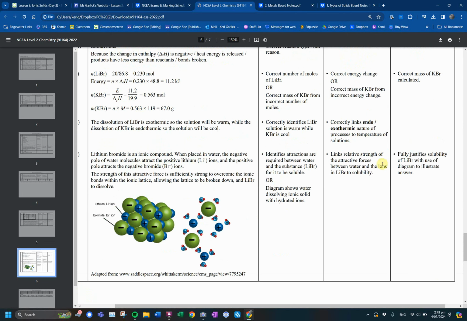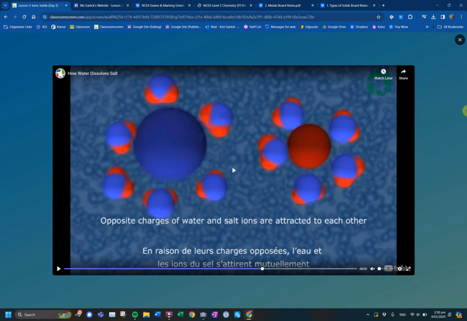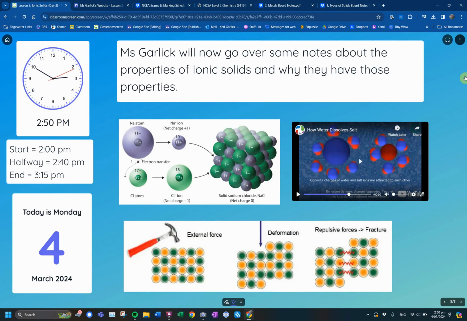You see how in this case here, fully justifies solubility with lithium bromide and use of a diagram to answer, but when you actually look at the question, oh no, this one actually does say the use of a diagram is required, so that helps you out. But I have seen instances where they just say you may include a diagram, and then they actually did mark you for the diagram. So always draw a diagram. Cool? All right, questions, concerns, comments?